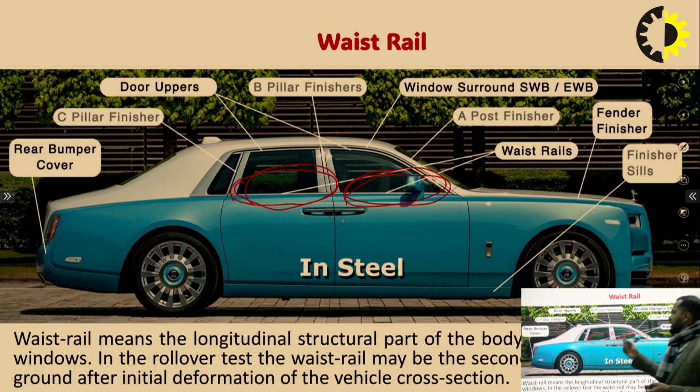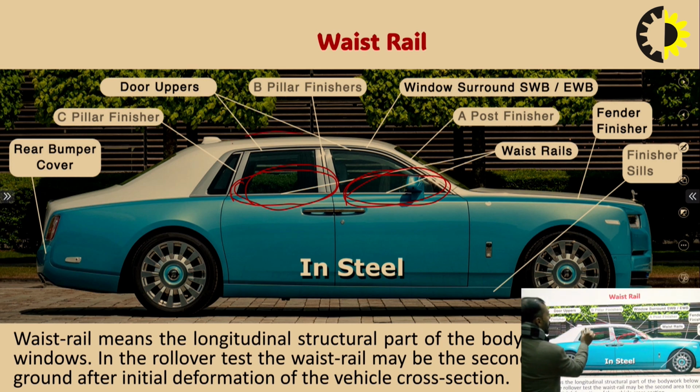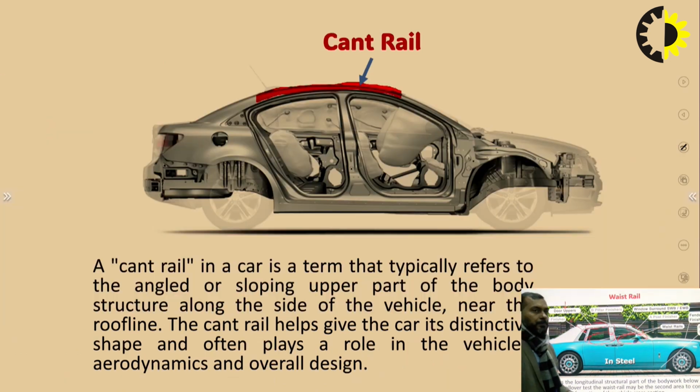Another you can see here is the door uppers. This one is the door uppers. This is the A pillar, B pillar, and this is the C pillar. And another thing you can see is the rear window and rear bumper cover.